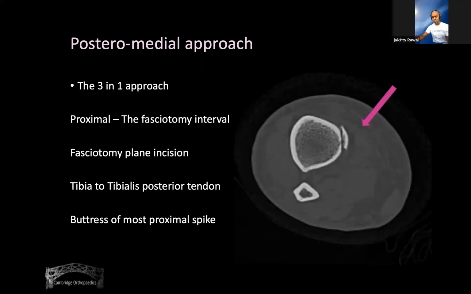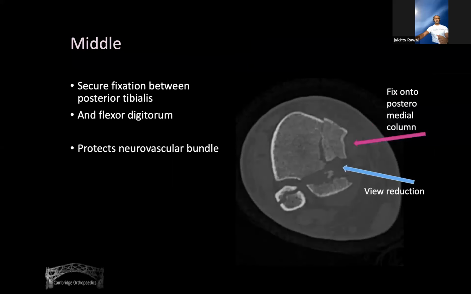The posteromedial approach is quite cool because it's almost a 3-in-1, right? At the proximal end you've got the fasciotomy interval, so this is proximally here, and here's where the spike is, here's where I'm going to capture it. Obviously if I'm coming in at this angle, that doesn't really make sense, so it's almost in the fasciotomy plane. So you're between the tibial bone, 1.5 centimeters behind it, and the tibialis posterior tendon.